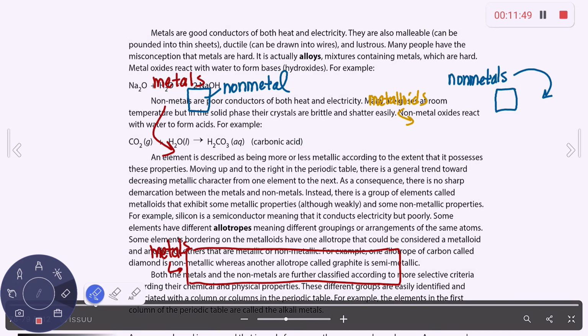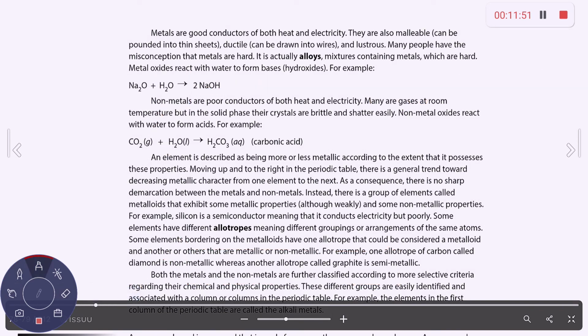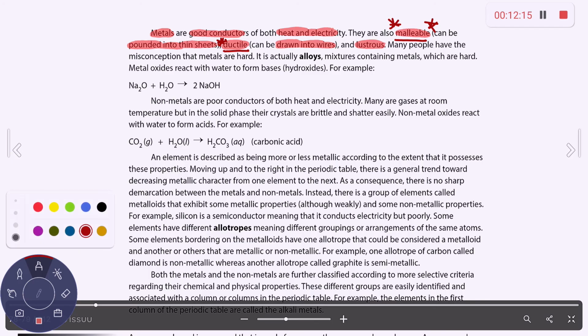On this page, they give you the properties of metals and nonmetals. For instance, metals are great conductors of heat and electricity. They're malleable, which means I can pound them into thin sheets. You absolutely need to know this definition. They're also ductile, which means I can draw them into thin wires. You also need to know the definition of ductile. And they have a pretty metallic luster. A lot of people think that metals are hard. That is a misconception. Okay.